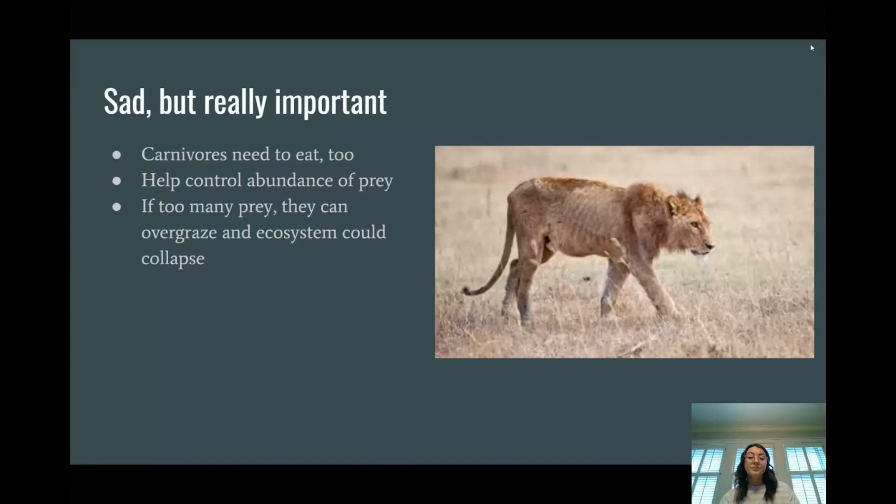So predation can seem really sad, especially when you look at nature and you're like, oh no, that cute little animal was killed. But it's important. Predation is really important in the circle of life, and it helps keep different herbivorous animals or primary consumers in check, because without predation, we would run into situations where we might have overgrazing.